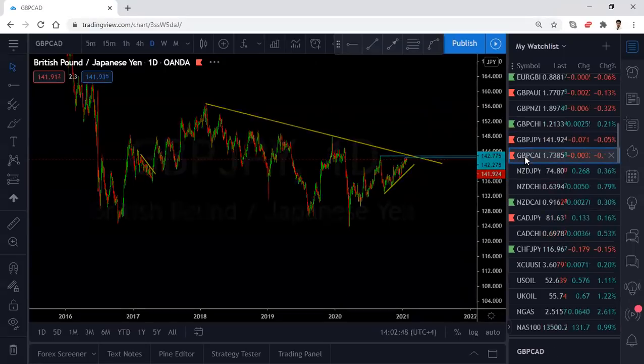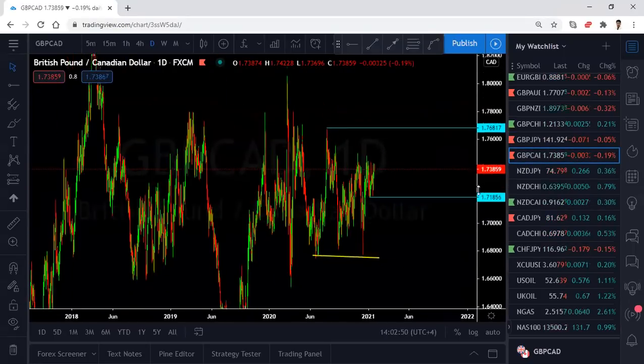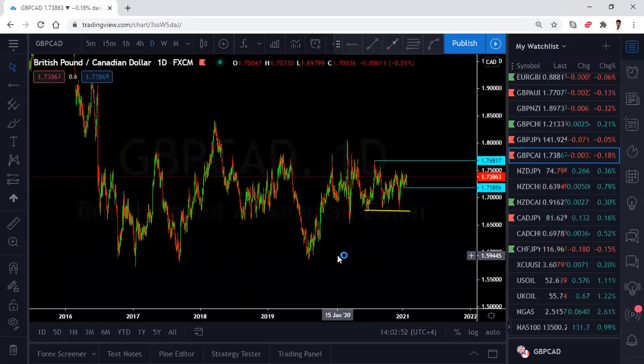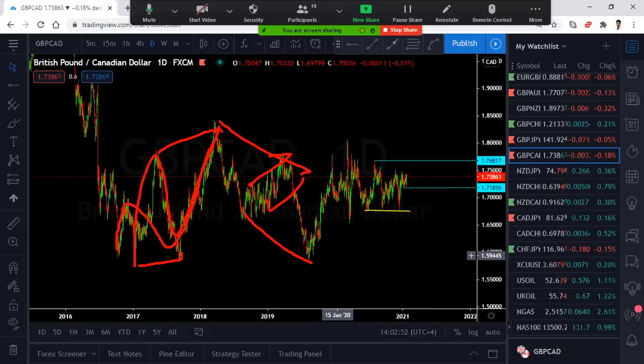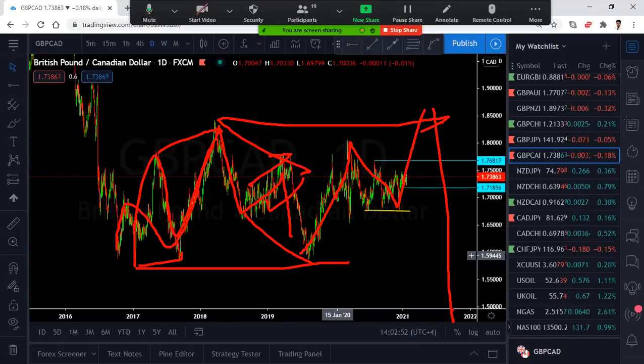Pound-CAD, same structure here. We had all of this, right? And then you have this piece here. That looks very corrective. So if you're looking at this as a 1, 2, 3, or as a 1, 2, 3 here, a 1, 2, 3, then you should expect a 1, a 2, and a 3 here. But that would still be a big corrective structure before it comes down.